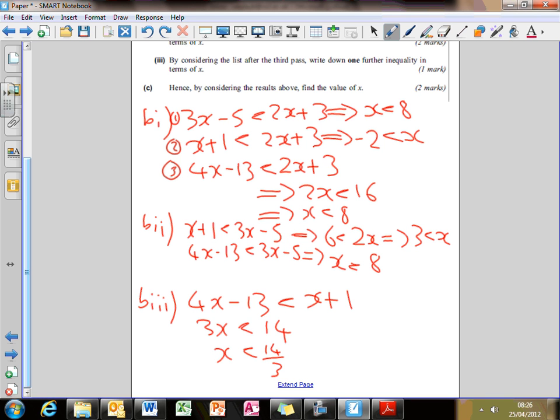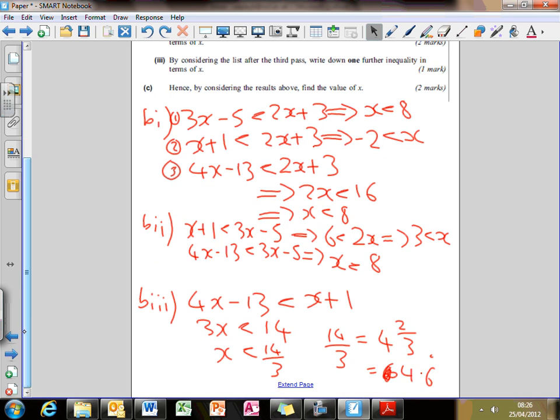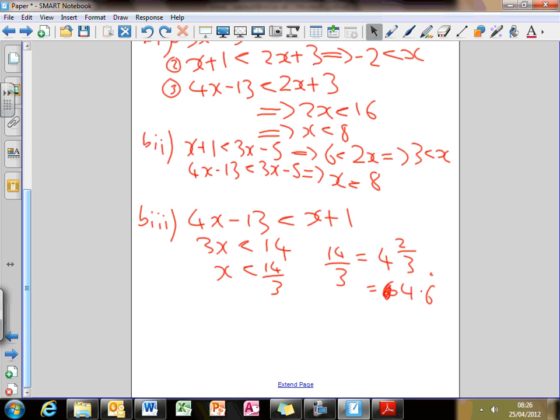Now, 14 over 3 is equal to, it goes in 4 times, 4 and 2/3, isn't it? I.e. 4.6 recurring. So x is less than 4.6 recurring, strictly less than, but it's also greater than or equal to 4, and we know it's an integer, a whole number, so therefore, C just falls into place immediately. x is equal to 4, and that concludes the whole paper.